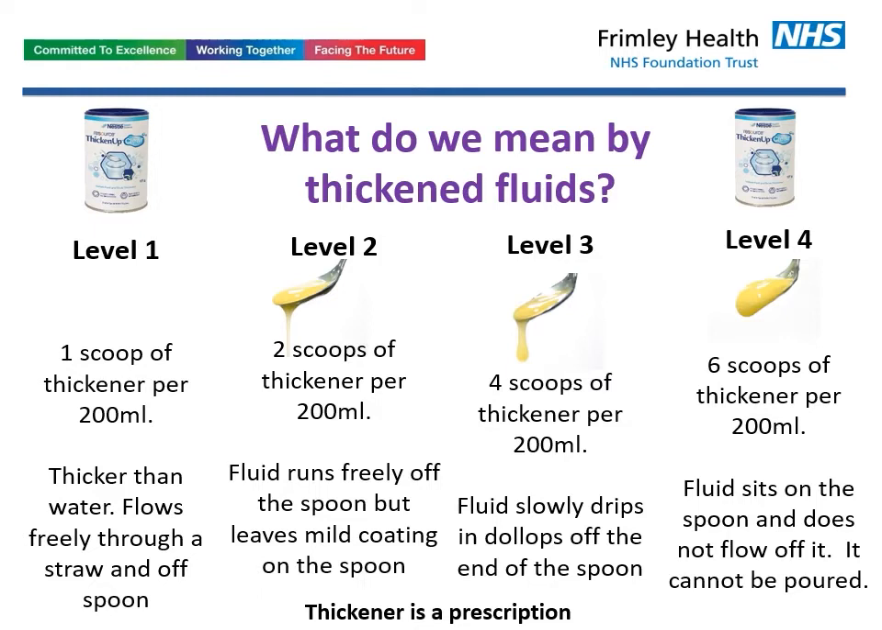Level 2 is the next thickest, that's 2 scoops of thickener per 200 ml. The fluid runs freely off the spoon but leaves a mild coating. Level 3 is 4 scoops of thickener per 200 ml. The fluid slowly drips off the spoon in dollops. Level 4 is 6 scoops of thickener per 200 ml. The fluid sits on the spoon and should not flow off it, and this is a drink that you can't pour.